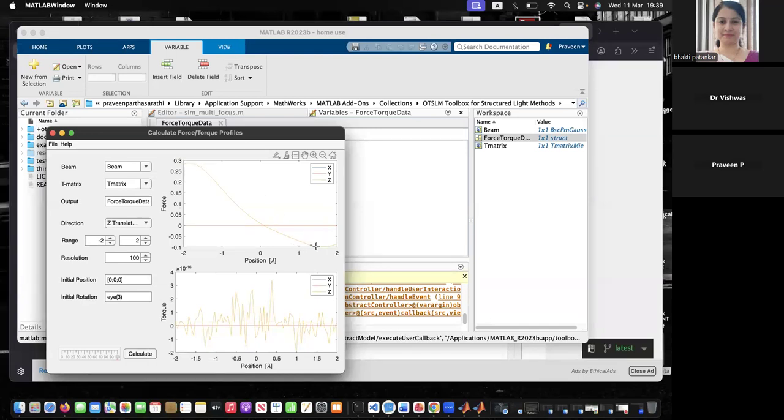Maximum force means the negative of the force curve here. You can just use the readout and simply note what is the y value. That is more than sufficient. You do this for all the bead sizes. Start from 100 nanometers.